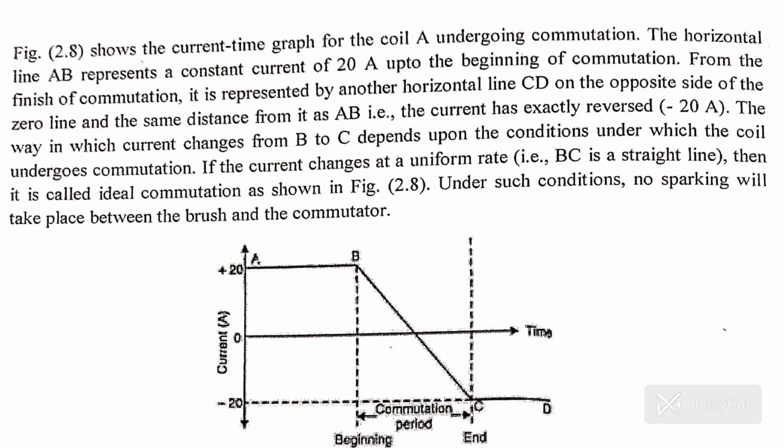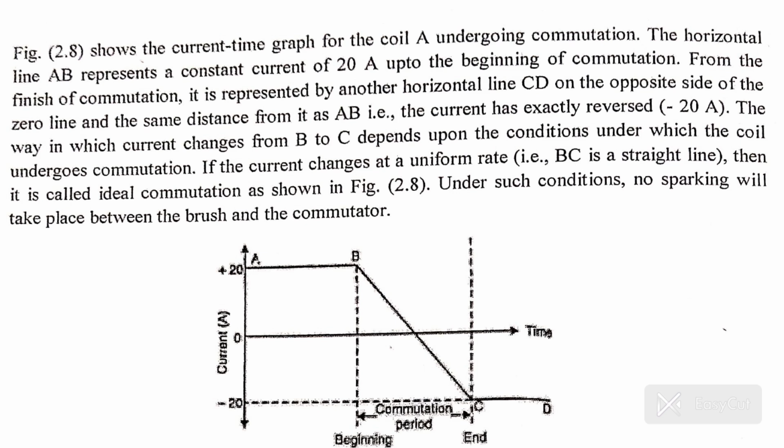Current time graph. Let's now understand the current time graph of ideal commutation. The line AB shows plus 20 A, constant before commutation. During commutation, it changes smoothly from B to C. Finally, at CD, current is minus 20 A, it reversed completely. If BC is a straight line, then current is changing at a uniform rate. That's why it is called ideal commutation. No sparks, no heat, no damage.